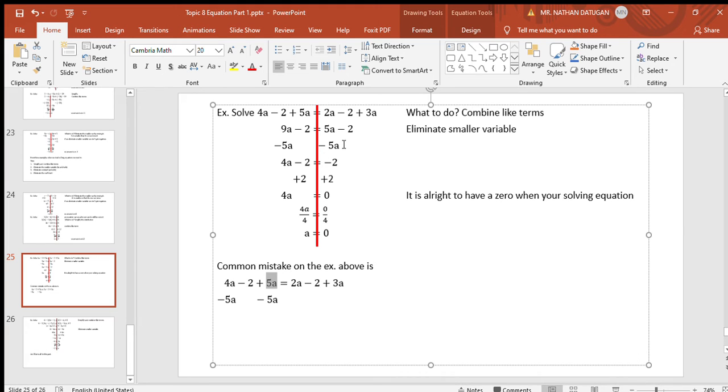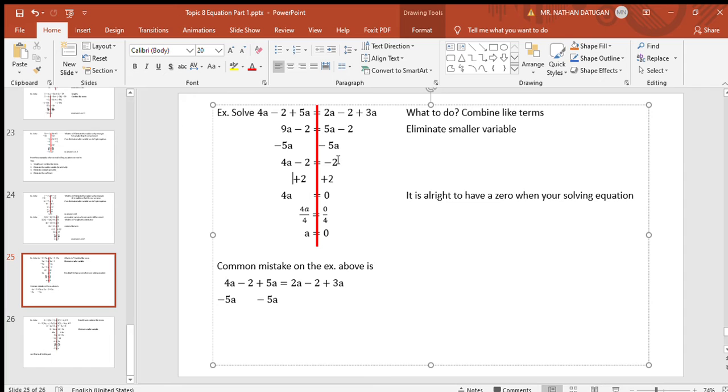Now what do we do? Well, you want to eliminate the smaller variable by subtracting 5a on both sides. 5a minus 2 minus 5a is basically negative 2, and 9a minus 2 minus 5a is 4a, and then minus 2 is still the same.